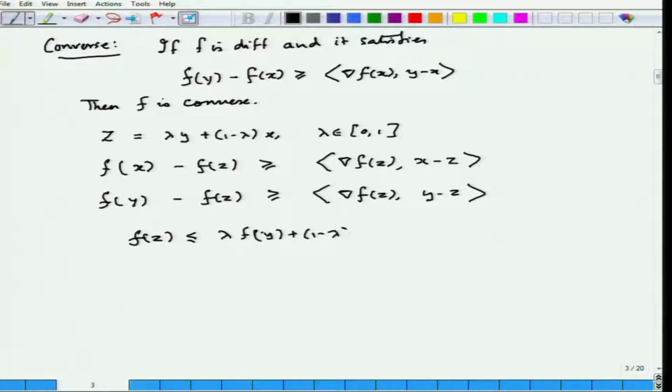Okay. So, this operation was 1 minus lambda into this equation and lambda into this equation. So, multiply with 1 minus lambda and here multiply with lambda and then add up to get this result, and z you know is what, and so that is convexity exactly.